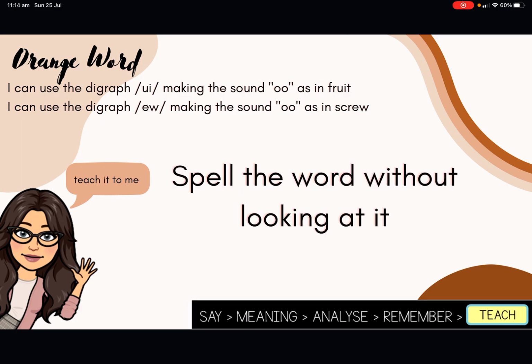Okay, have a turn at spelling the word recruit without looking at it. Remember, if there is no one around to double check your spelling, you will have a chance at the end of the mini lesson to cross-check it with the words that are displayed on the screen.